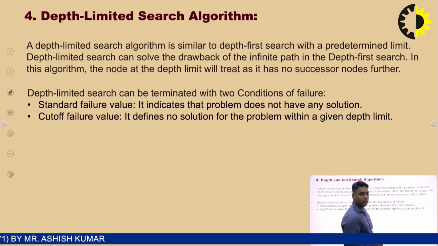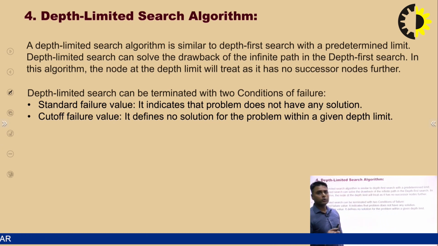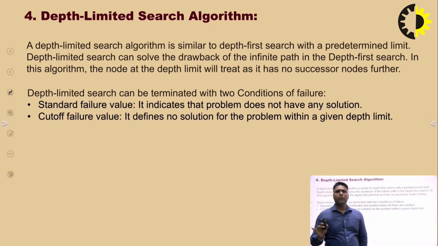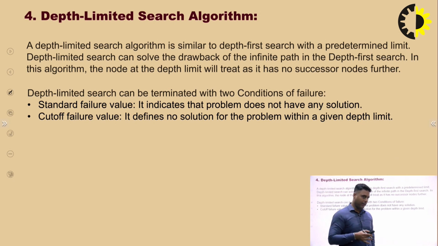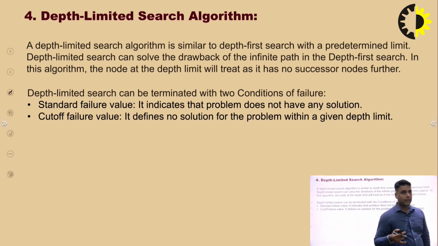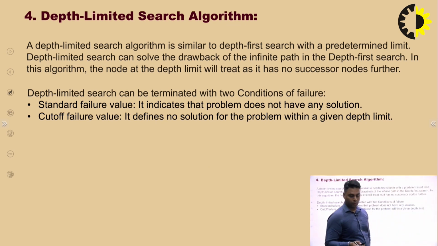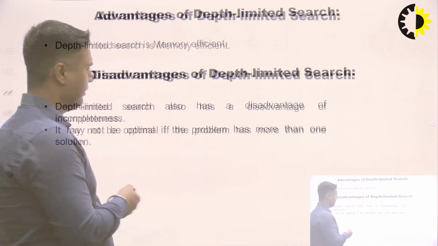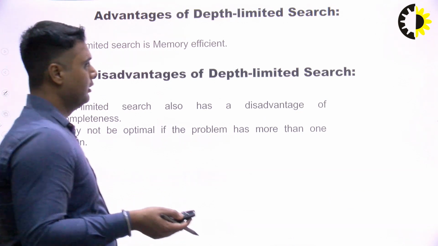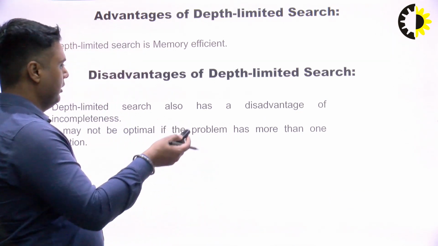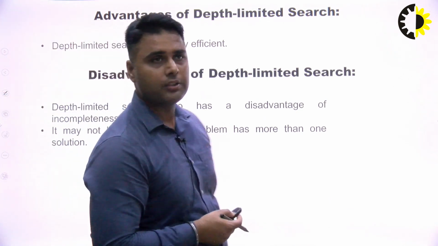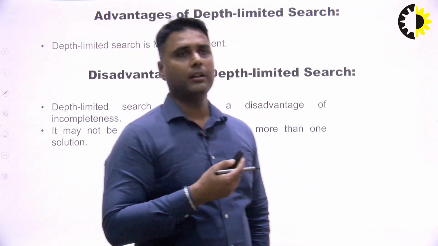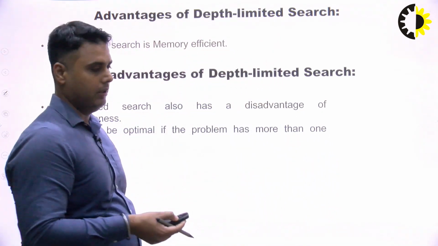Cutoff failure value defines no solution for the problem within a given depth. That means no solution is found, that is a cutoff failure. And a standard failure means the problem does not have any solution for the goal. Next, some advantages and disadvantages are mentioned, some already discussed: it is not an optimal searching technique, and depth limited search is memory efficient, which is the main advantage.